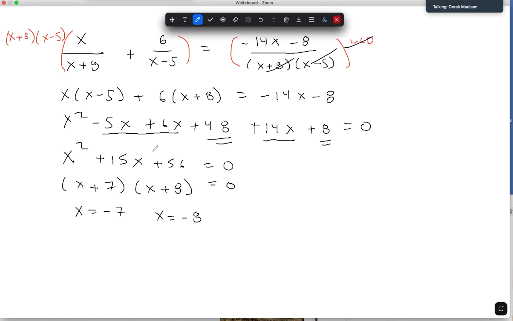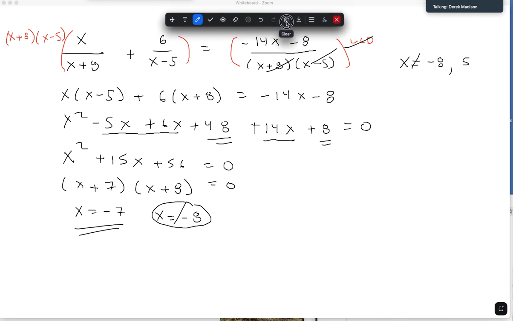And then the negative 8 is extraneous because if we look back at the denominators, the two things x couldn't come out to were negative 8 or positive 5, because that would give me division by 0. So this one we cross out as extraneous, and that's where the negative 7 came from. Let me try the redo on this one now.